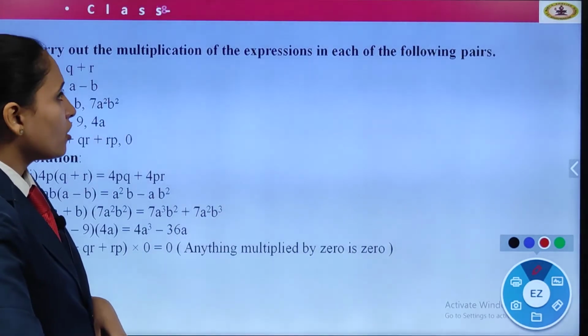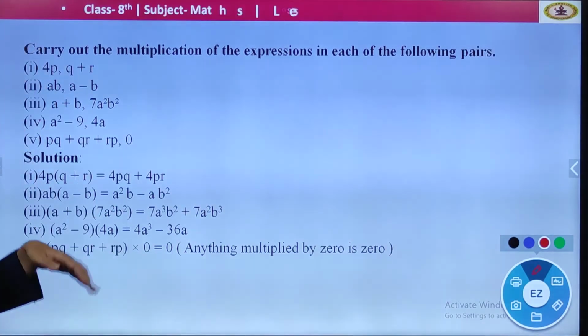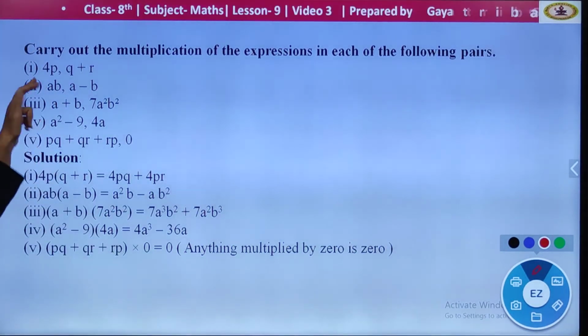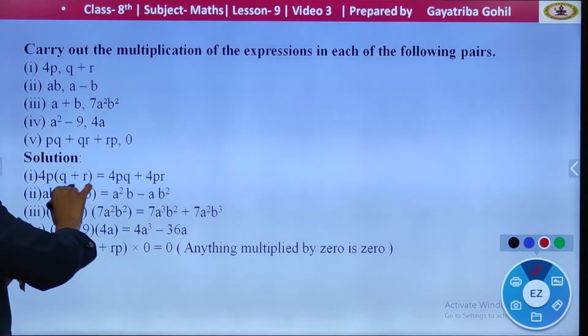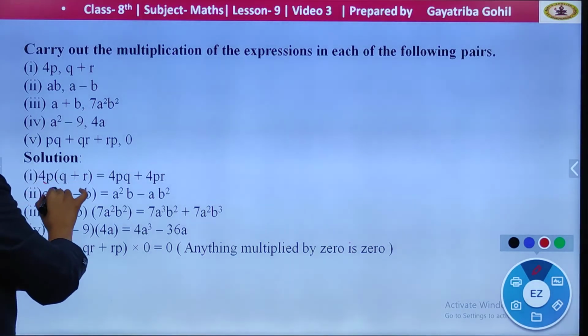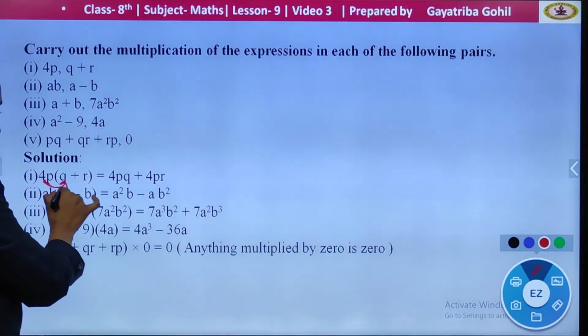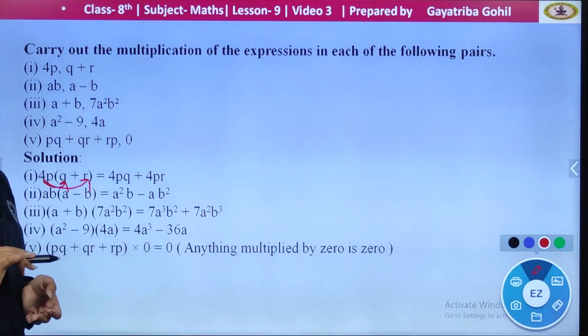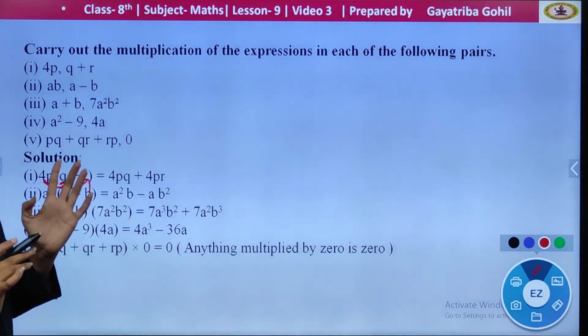Carry out the multiplication of the expressions in each of the following pairs. Again you have to multiply. Here we are multiplying monomial with a binomial. So here 4p into q plus r. So you will multiply 4p with both. 4p into q will give me 4pq plus 4p into r. So it will give me 4pr. Multiply one by one with both.